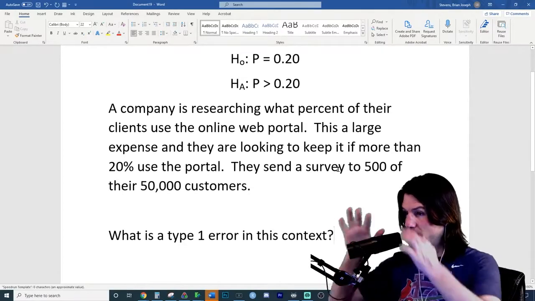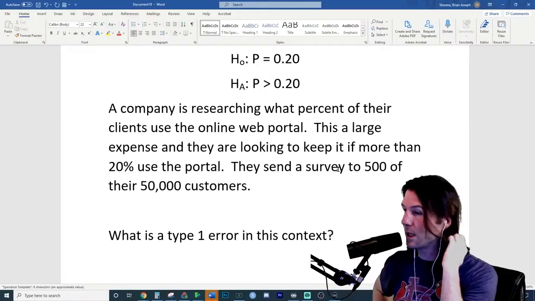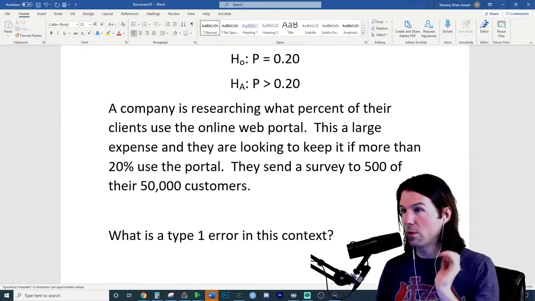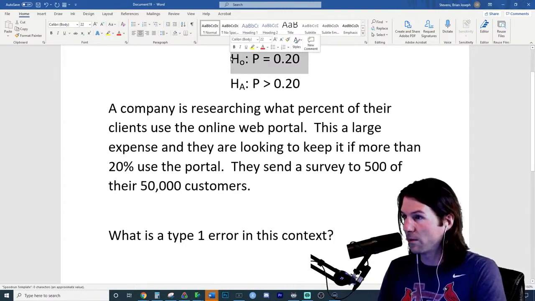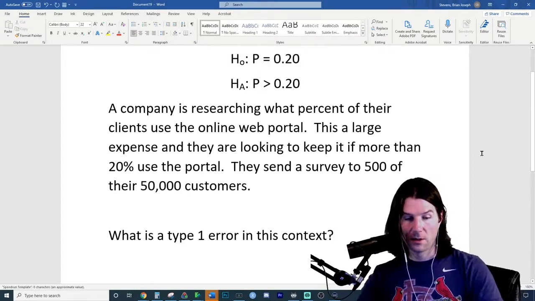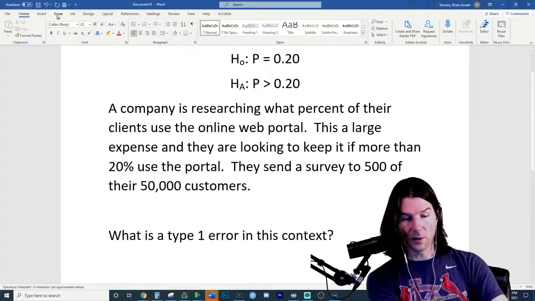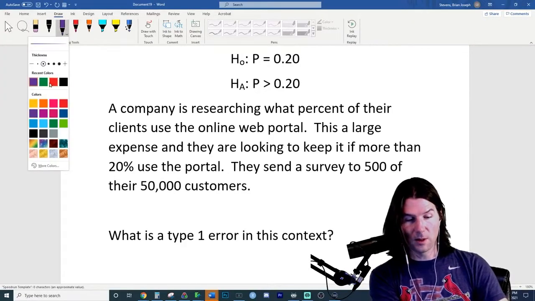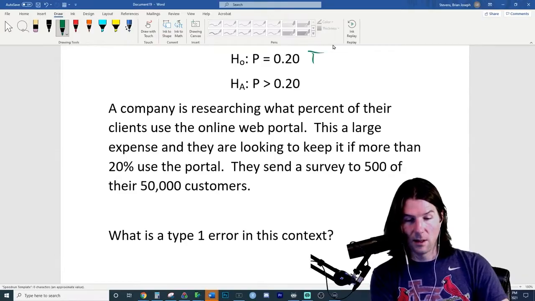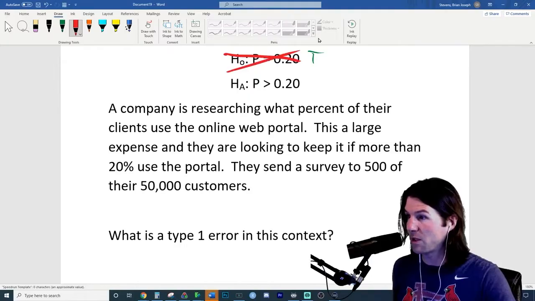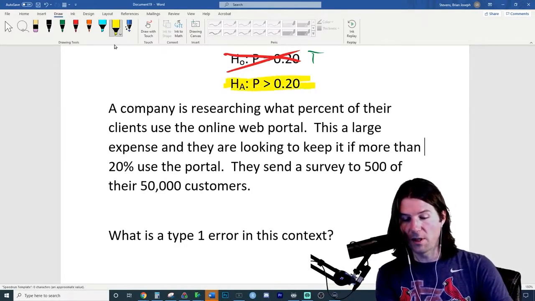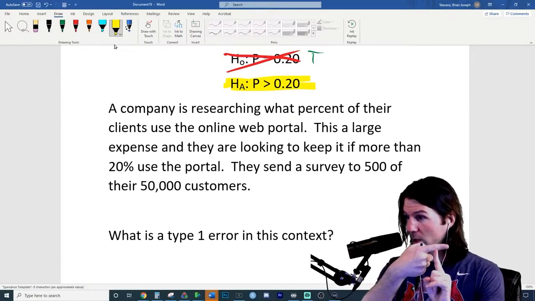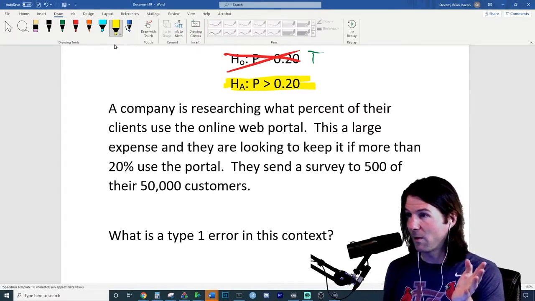So in a type 1, the null is true. And so what would it mean to have a type 1 error? It is true that 20% of their customers use the online portal. So that is a true statement. Always remember in a type 1, the null is true, so let's mark that with a T. But what are we going to do? We're going to reject that. It is true that 20% use it, but we're going to reject that and say we have evidence that more than 20% do. Remember, in a type 1, the null is true, and we reject the null because we make an error.